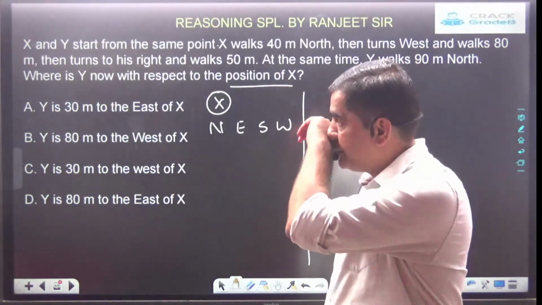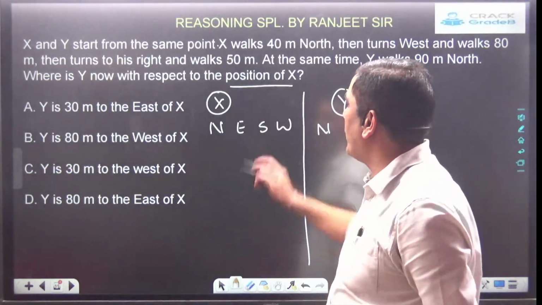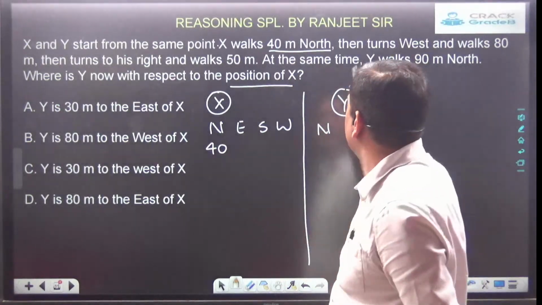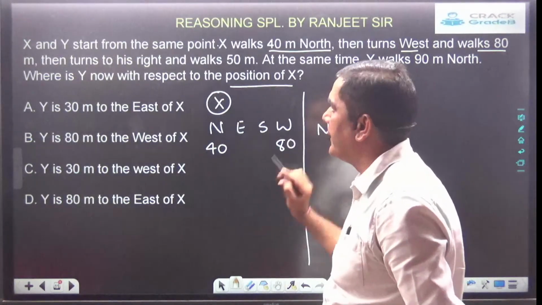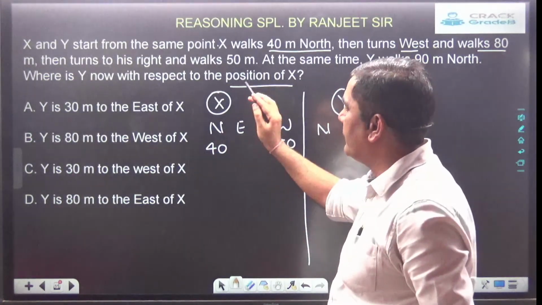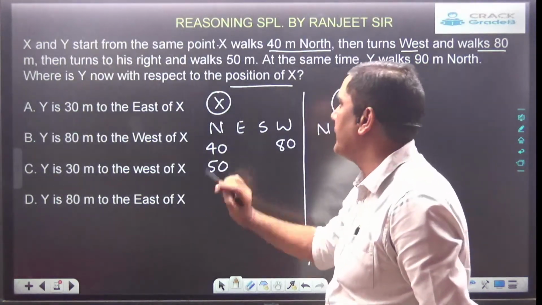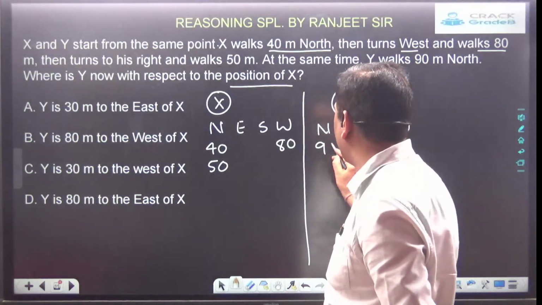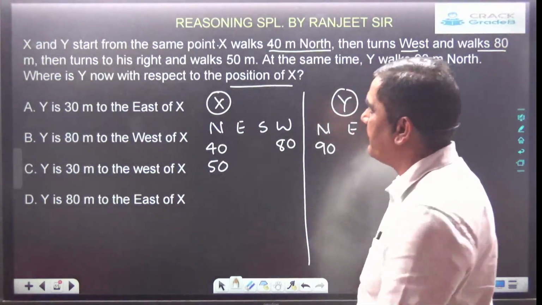Okay, let's start. They are saying X and Y start from the same point. X walks 40 meters north. Then turns west and walks for 80, so west will be 80. Then turns to his right and walks for 50. The right will be what? North. North will be 50. At the same time, Y walks 90 meters north. Now they have asked, where is Y now with respect to X?